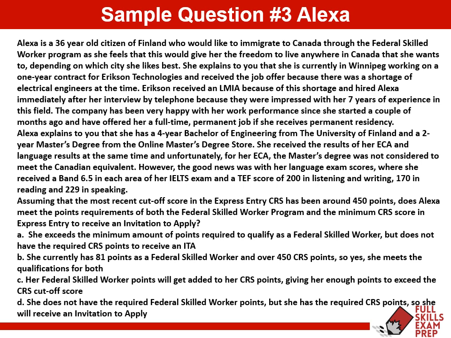For A, she exceeds the minimum amount of points required to qualify as a federal skilled worker, but does not have the required CRS points to receive an ITA. For B, she currently has 81 points as a federal skilled worker and over 450 CRS points. So yes, she meets the qualifications of both. C, her federal skilled worker points will get added to her CRS, and that will give her enough points to exceed the CRS cutoff score. And finally, D, she does not have the required FSW points, but she has the required CRS points. So she'll receive an ITA.